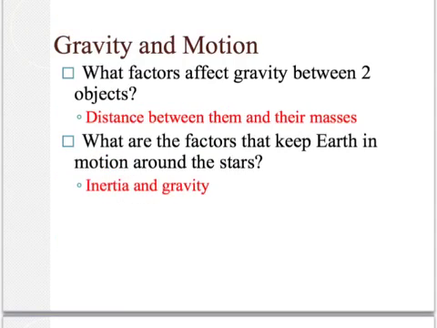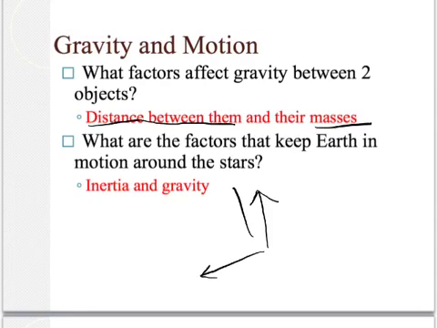Gravity and motion. Now we're in the middle on the back. At the top, what factors affect gravity between 2 objects? And there are 2 of them. The first one is distance between them and their masses. So those are the 2 things that affect gravity between 2 objects. What are the factors that keep Earth in motion around the sun? Inertia keeps it going away in a straight line. Gravity pulls it in, and it's constantly in this fight, so to say, as it moves around the sun.